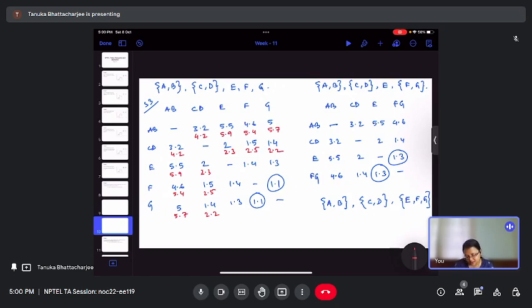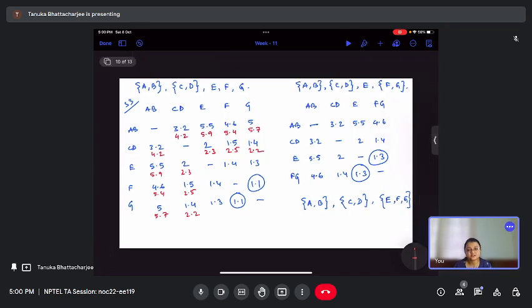Now if you see the minimum, this time also 1.1 is the minimum. So again you will combine F and G together. You are combining the same things together, that is alright, but the distance matrices that you are getting in each step are different. Let us see the last step for the sake of completeness. Now you have merged F and G, so you have AB, CD, E and FG.